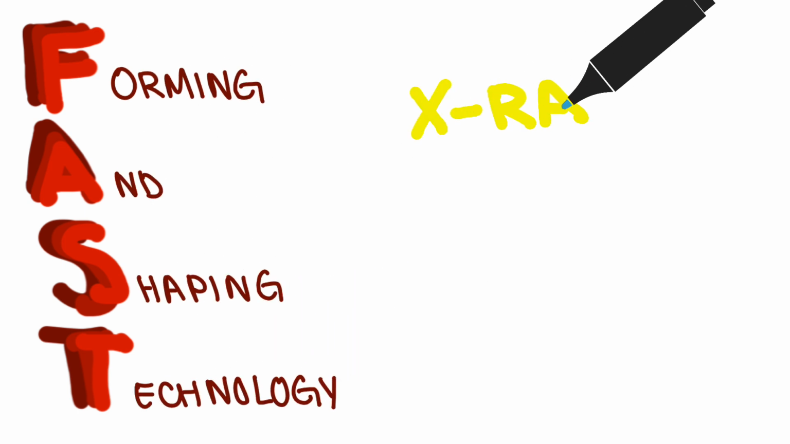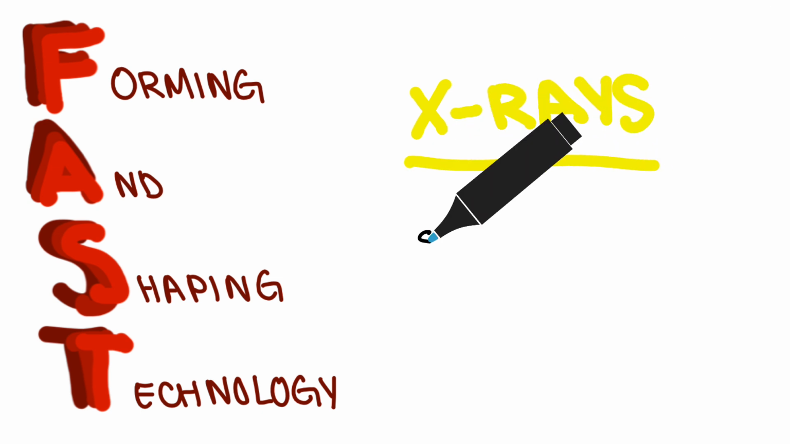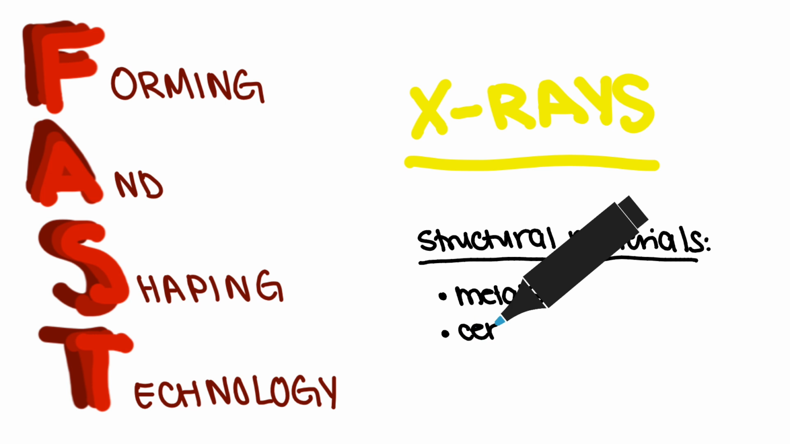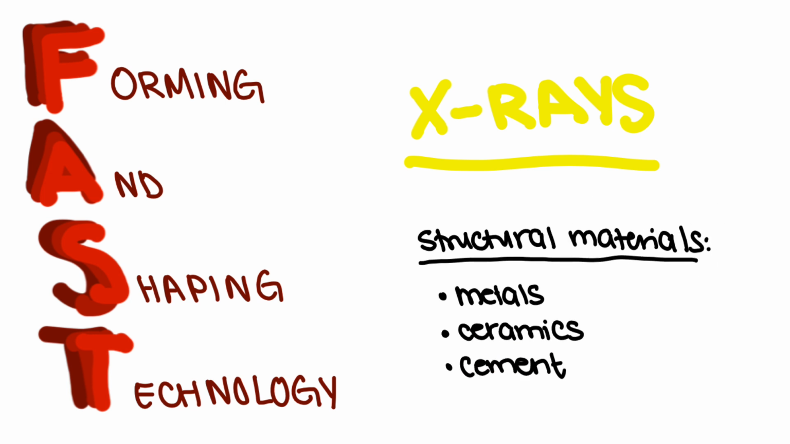Well, this is similar to what happens to the data taken at the FAST or Forming and Shaping Technology beamline here at the Cornell High Energy Synchrotron Source. At FAST, we use X-rays to study how structural materials such as metals, ceramics, and cements react when we crack them, pull them, or compress them, for example. This gives us information about how and why certain materials may fail.